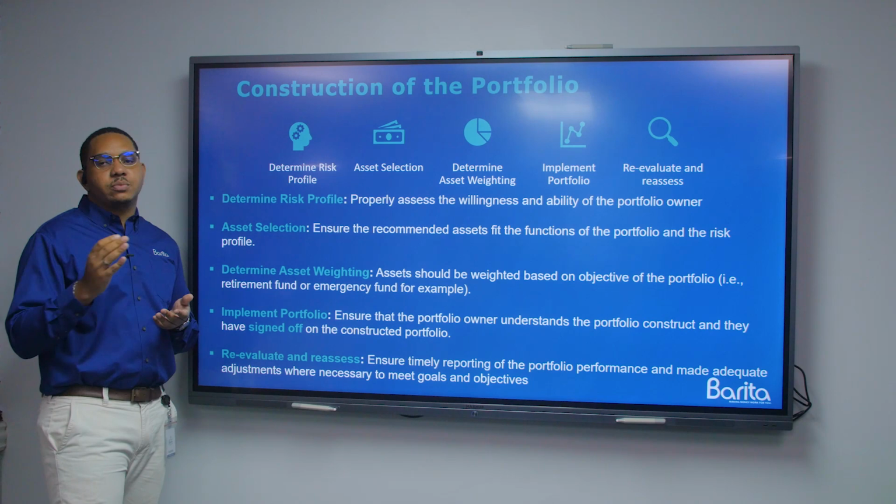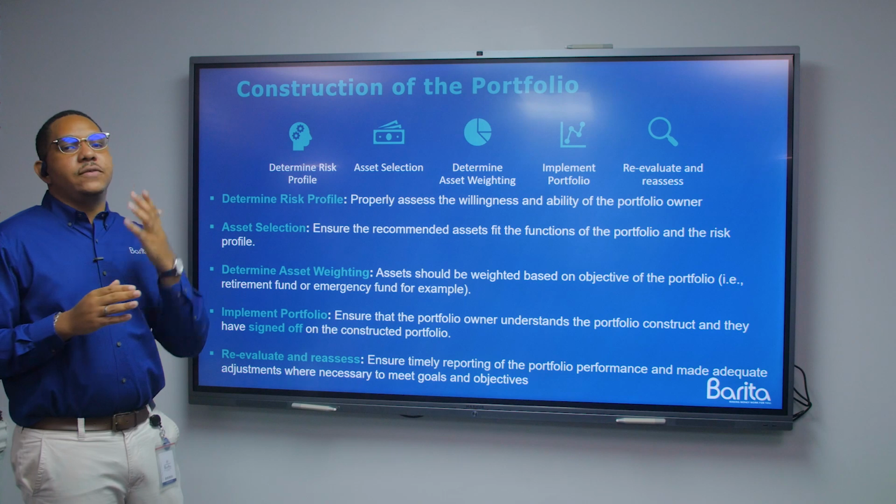There's no guarantee of performance for any portfolio, and past performance does not guarantee future performance. But they would understand that this is the possible return that I could get out of my portfolio, based on any determining metrics you would have used.